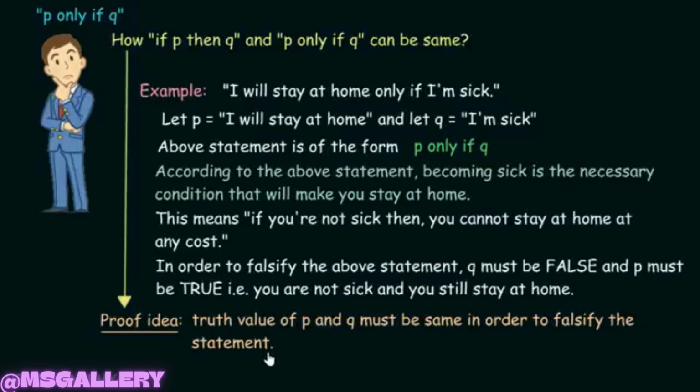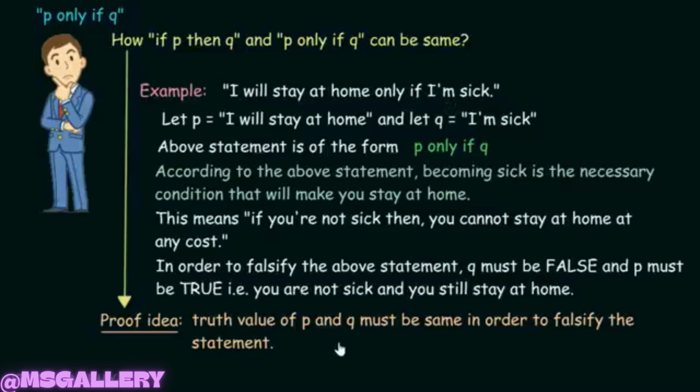What we are going to do is that, as we know, in order to falsify this statement, we are taking Q false and P true. The same truth value we will use to falsify the statement of the form if P then Q as well. We will represent the statement in the form of if P then Q. If we would be able to falsify the statement of the form if P then Q with the same truth values of P and Q that we use to falsify the statement of this form, then we would be able to prove that both are same.